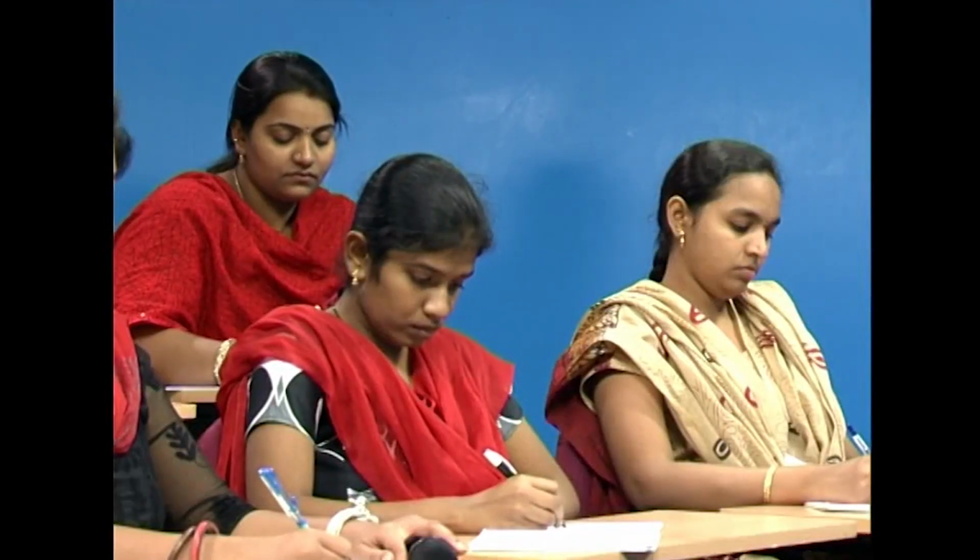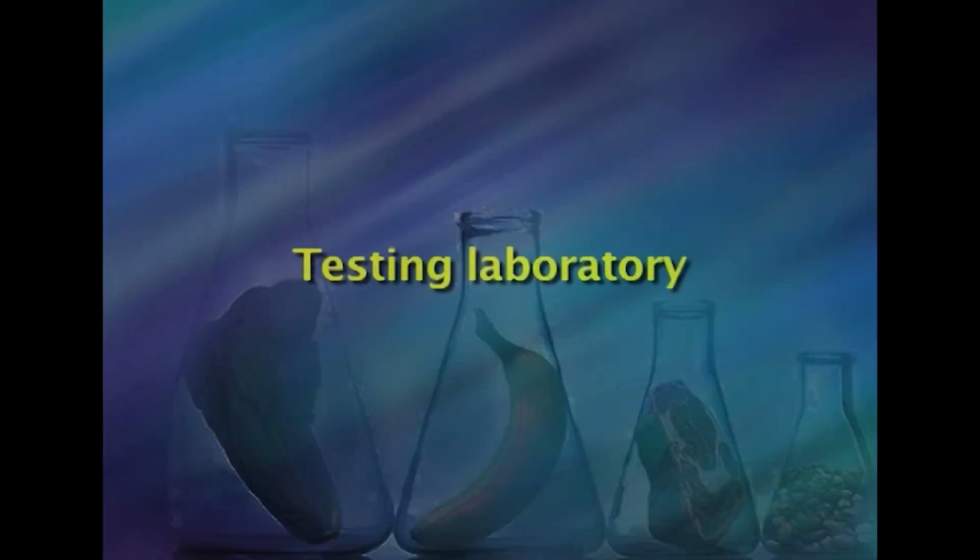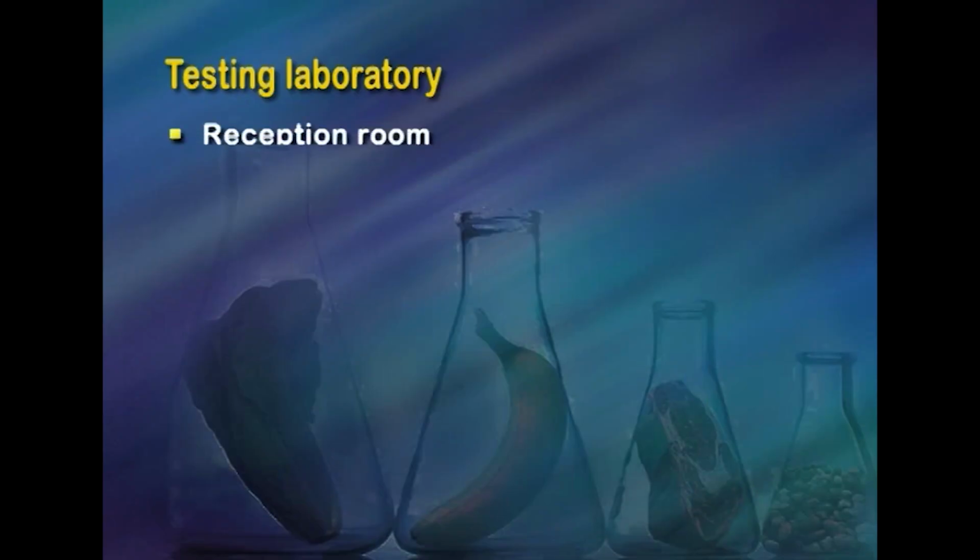Now we will see the food sample evaluation. Mainly we need a testing laboratory. So what all should be required? It should consist of 5 separate units. Reception room, where the panel members meet the person in charge of the laboratory and get acquainted with the type of the samples to be tested.